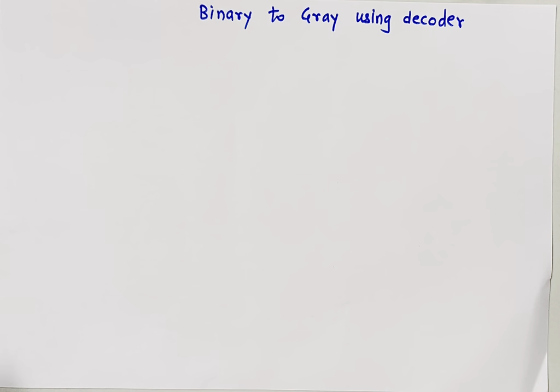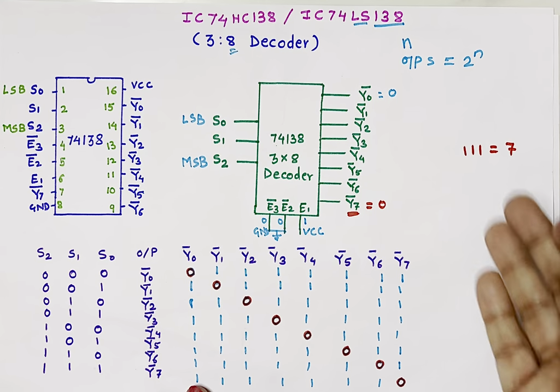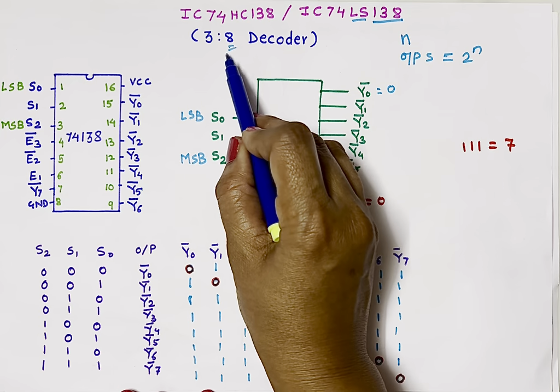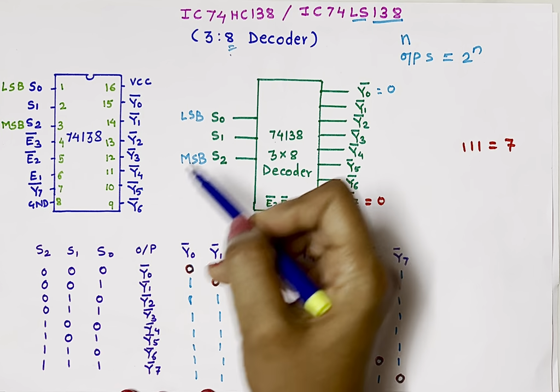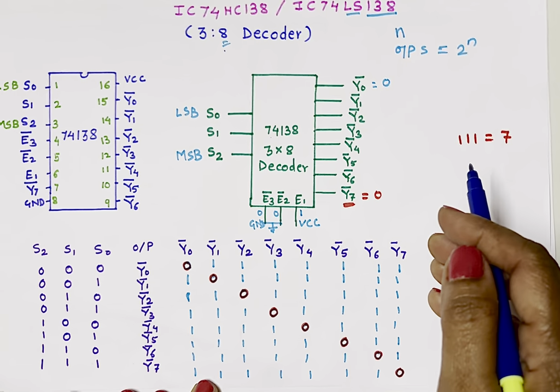So here I am going to use IC138 because many times for practical implementation, for the practical exam, this is given as a title. IC74138 is a 3:8 decoder. It has 3 inputs and 8 outputs. All outputs are active low outputs.